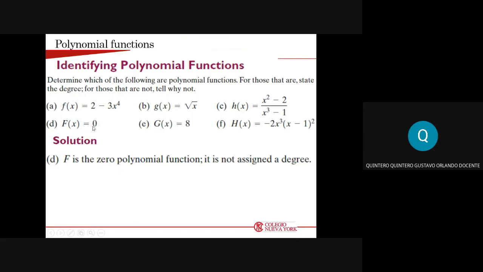The only interesting thing about this polynomial function is that it does not have a degree. So what is the degree of this function? I don't know. It doesn't exist. The degree is undefined. We don't know what the degree is. All right? Beautiful. From here on, let's jump into question E.